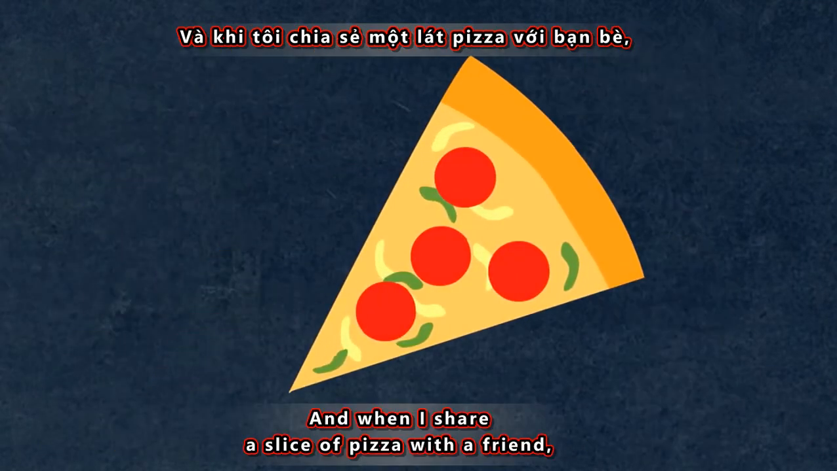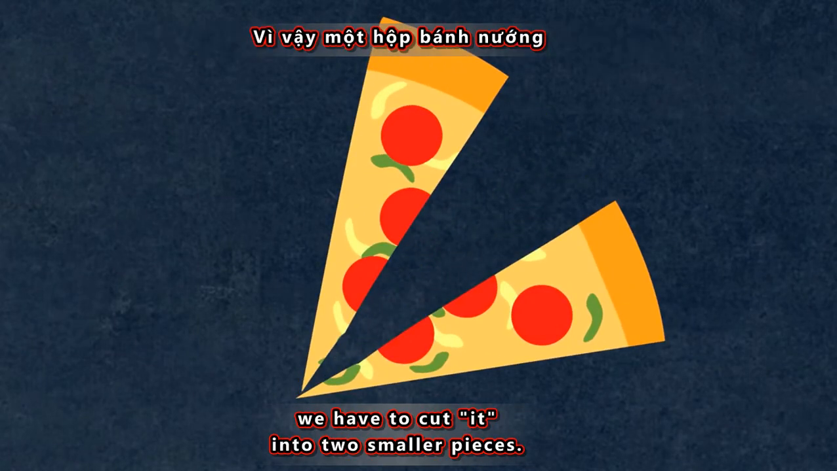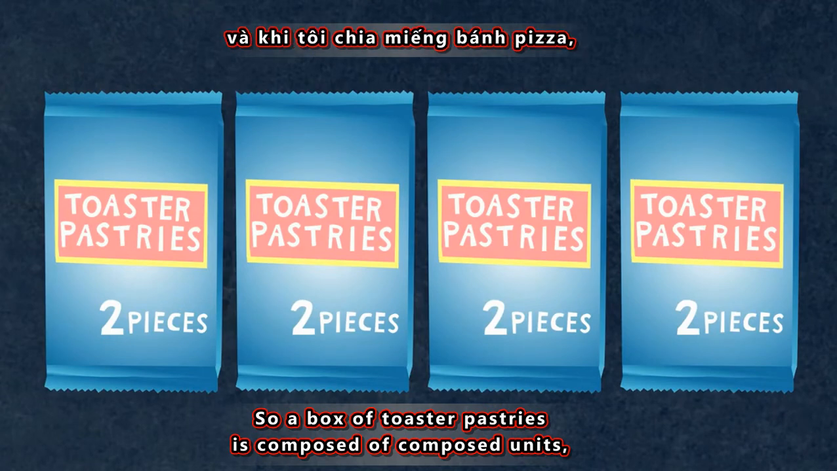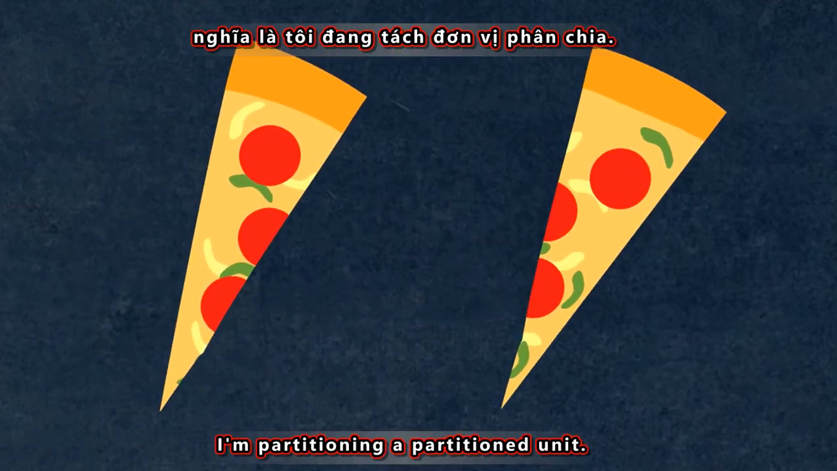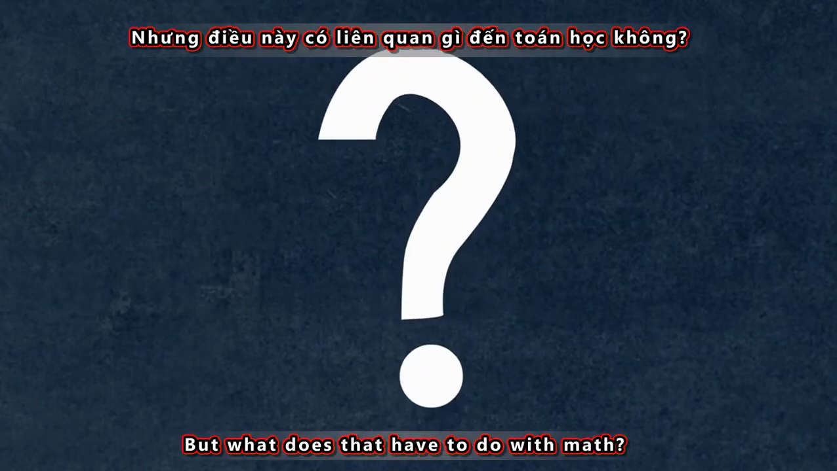And when I share a slice of pizza with a friend, we have to cut it into 2 smaller pieces. So a box of toaster pastries is composed of composed units. And when I split a slice of pizza, I'm partitioning a partitioned unit. But what does that have to do with math?